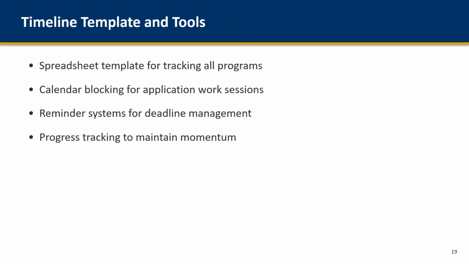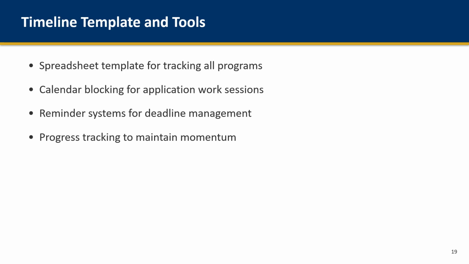Use tools to support your timeline management. Create or download a spreadsheet template for tracking all programs, components, and deadlines. Columns should include program name, deadline, statement status, recommendation status, transcripts, test scores, forms completed, and notes. Use calendar blocking to schedule dedicated application work sessions. Add these to your calendar as you would any important appointment. Visual blocking makes time real and protected.